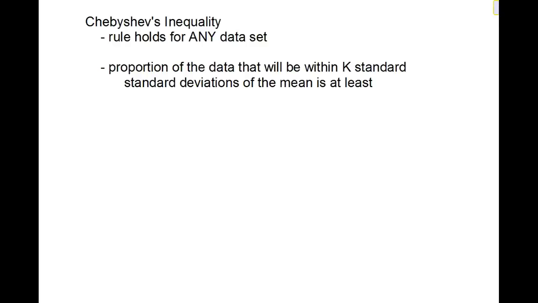Okay, in this video we're going to continue talking about types of spread, but we're going to be talking about Chebyshev's inequality. Unlike the empirical rule, Chebyshev's inequality holds for any data set, whether it be approximately symmetric or skewed one way or the other. What Chebyshev's inequality says is that the proportion of the data that will be within k standard deviations of the mean is at least 1 minus 1 over k squared.